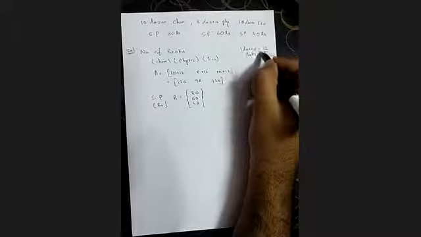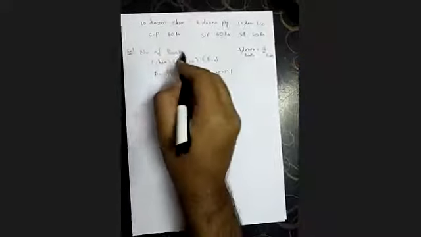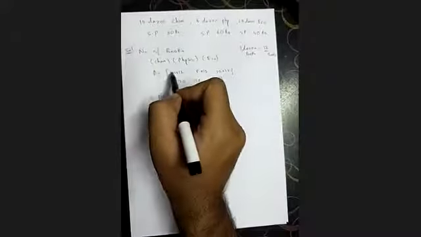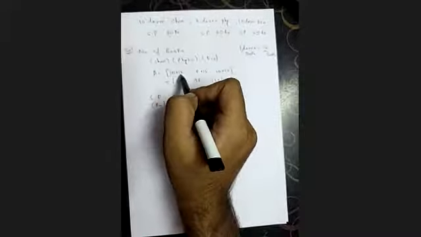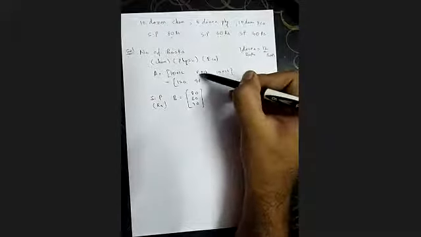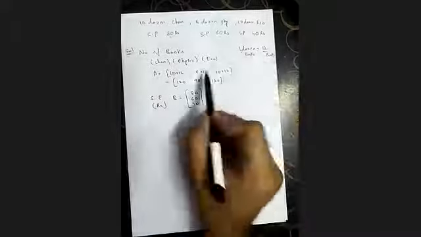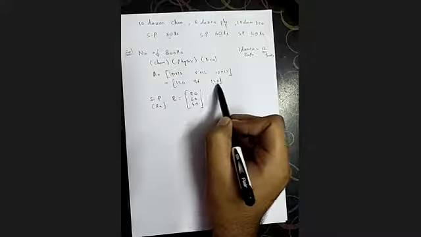Okay, the number of books: 1 dozen is equal to 12, so 1 dozen of books is equal to 12 books. Number of books, that is chemistry, physics and economics. So A is equal to, we'll write in matrix form, 10 into 12, 8 into 12 and 10 into 12. That will be 120, 96 and 120.